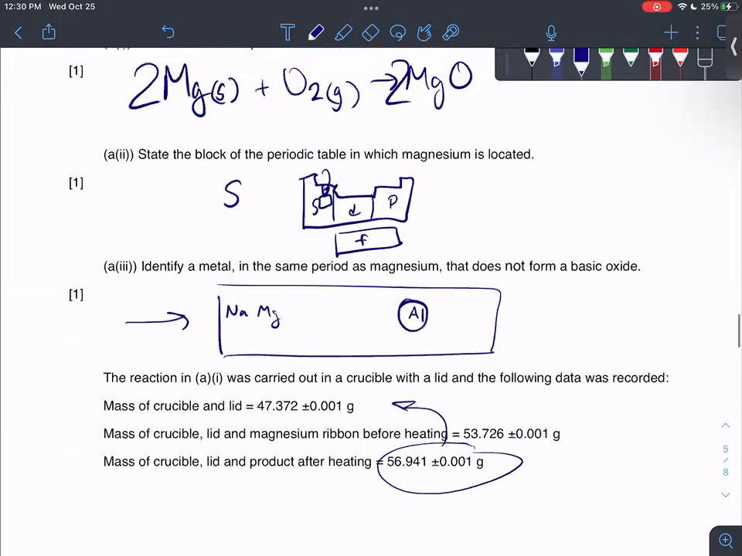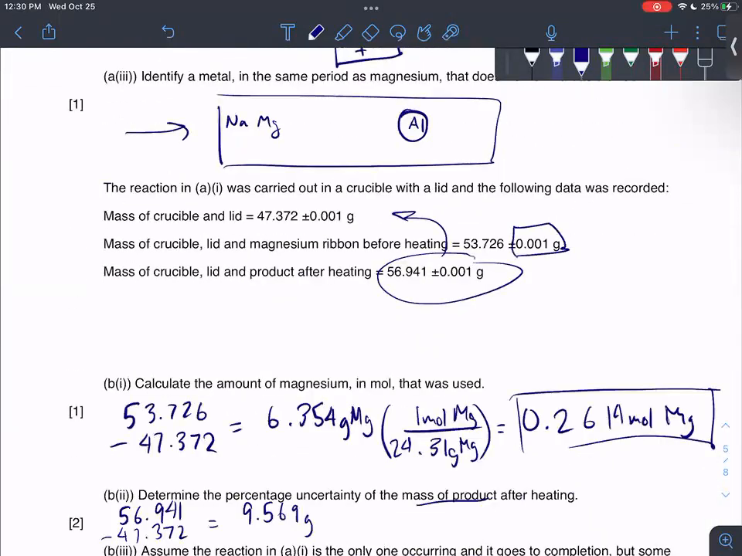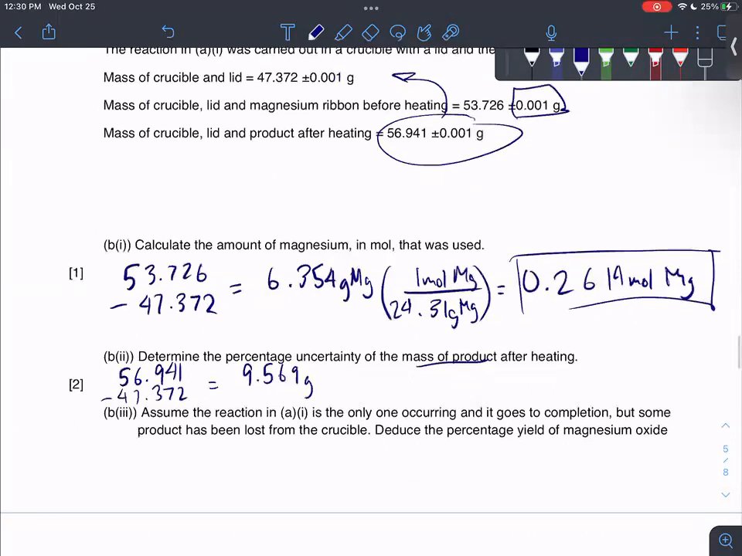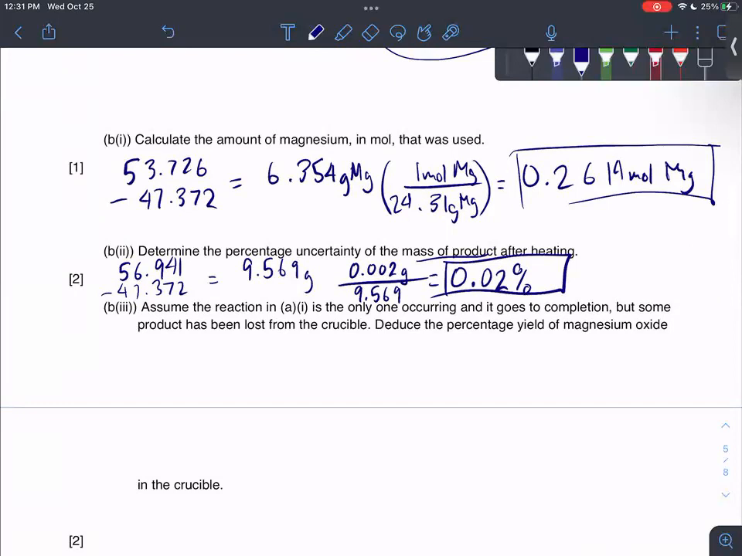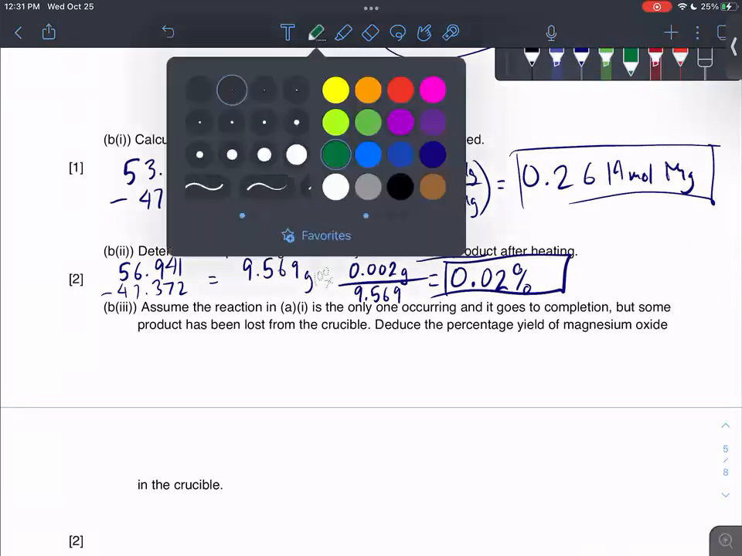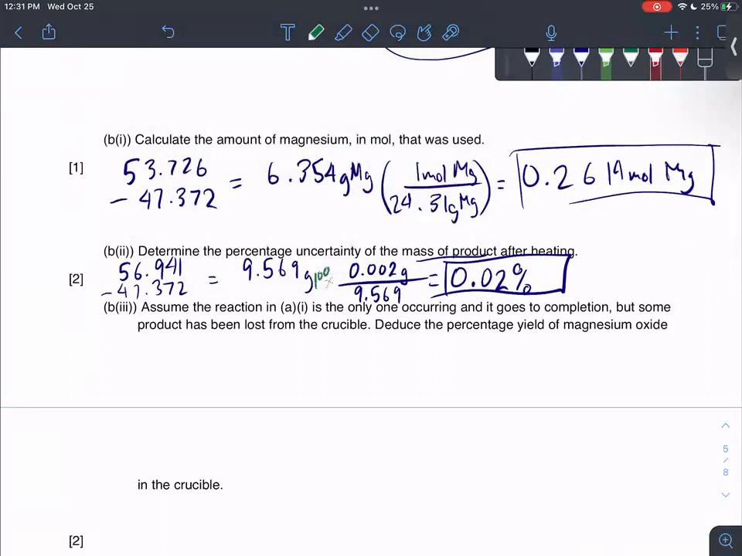Our uncertainty is this 0.001 grams plus or minus, which means we could be 0.001 over or 0.001 under. So our actual uncertainty is 0.002 grams, because once again, we could be 0.001 over or under, which is a range of 0.002. And we'll divide that by 9.569. And that's going to get our percent uncertainty or percent error. That's going to get us 0.02%. It's really 0.0002. And then to turn into a percent, we just do times 100 to get a percentage.